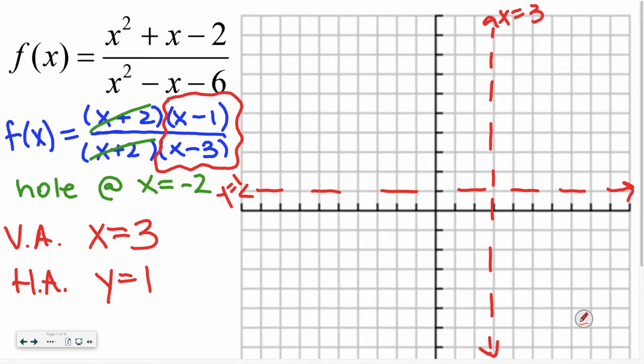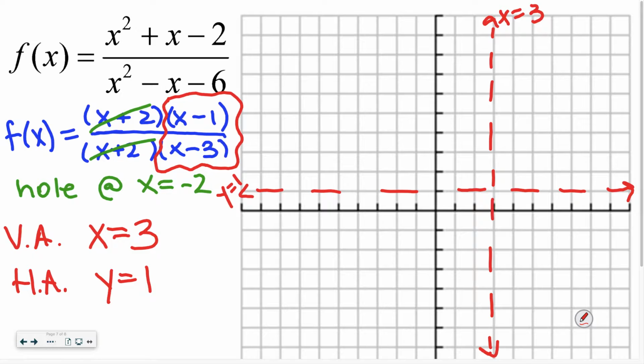Okay, so this looks very similar to the graph that I did at the very beginning of class, right? One vertical asymptote, one horizontal asymptote. So we know we're going to have two nice curves. The only difference is we're going to have a hole somewhere, okay?